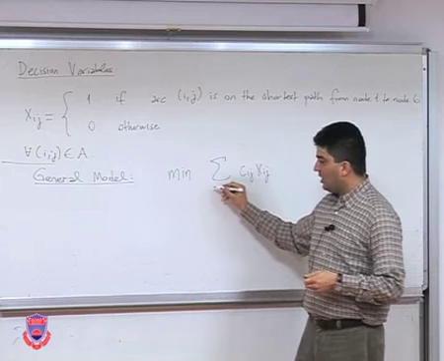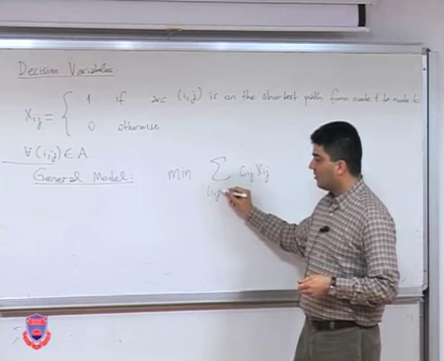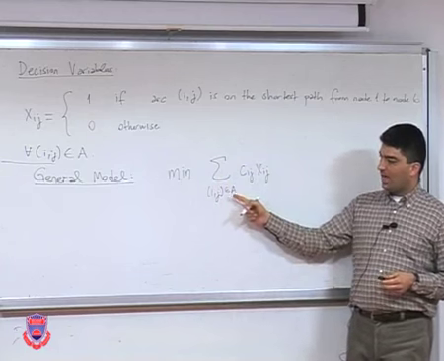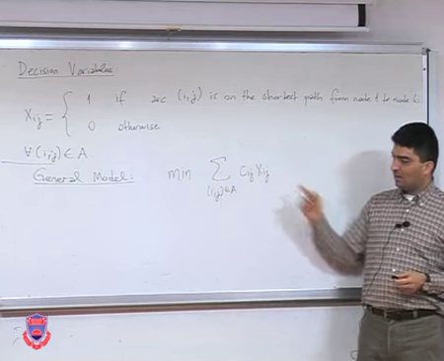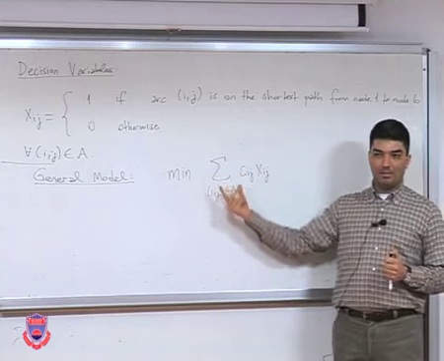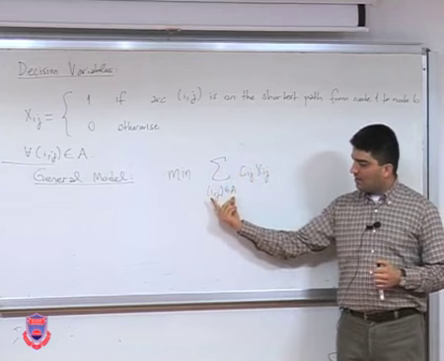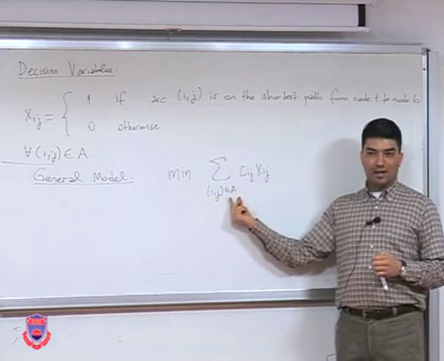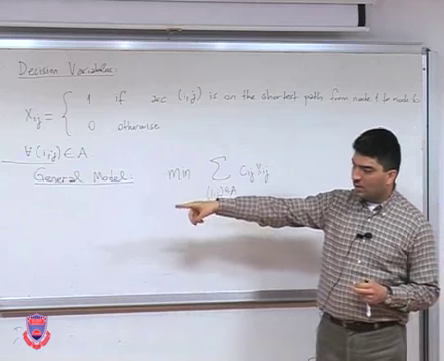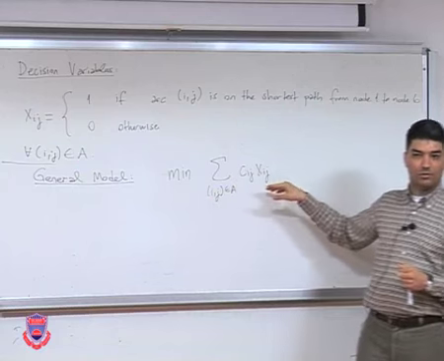Well, I'm going to sum over each individual arc. I'm going to look at all ij's in my arc set, and among all of them, I'm going to consider these expressions, Cij times Xij, and add them up. So this expression means that I'm going to look at all ij's in my arc set A. For example, in the example, A will be equal to (1,3), (1,2), (1,4), (2,1), and so on and so forth.